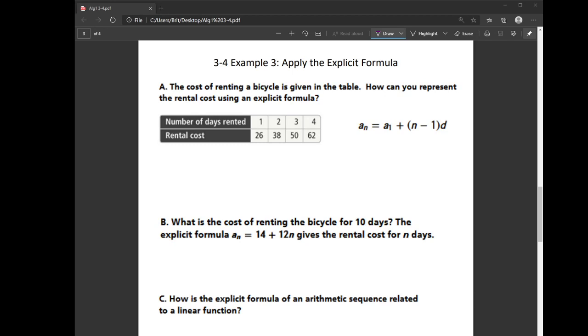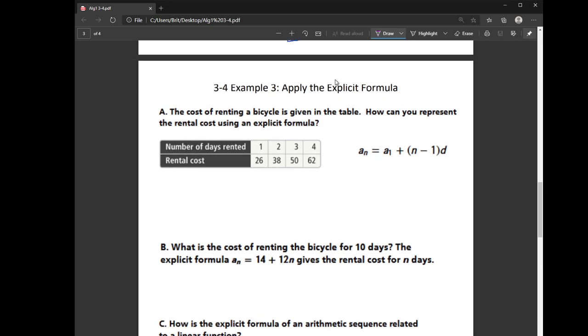In this video, I'm covering example 3 from section 3-4 in the SavvasRealize Algebra 1 textbook. So example 3 here is applying the explicit formula. So I want to start with a definition. What does it mean to do something explicitly?